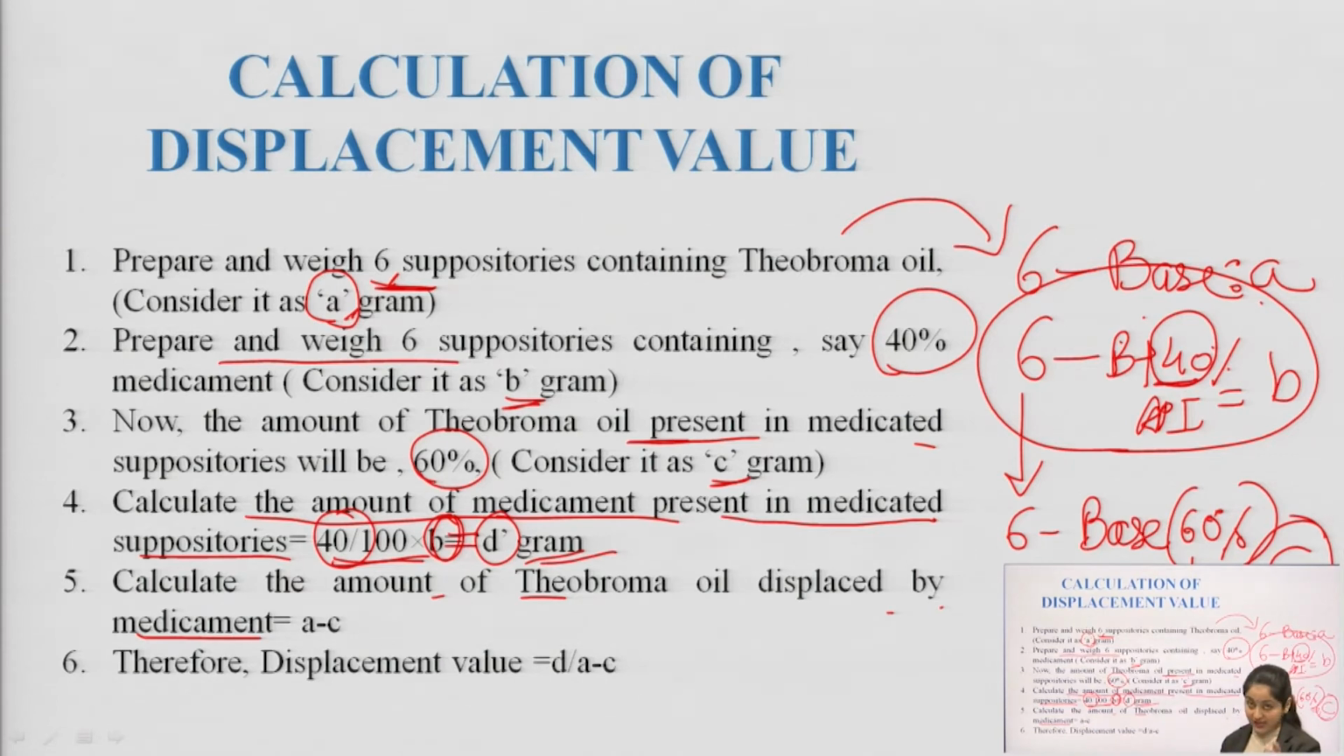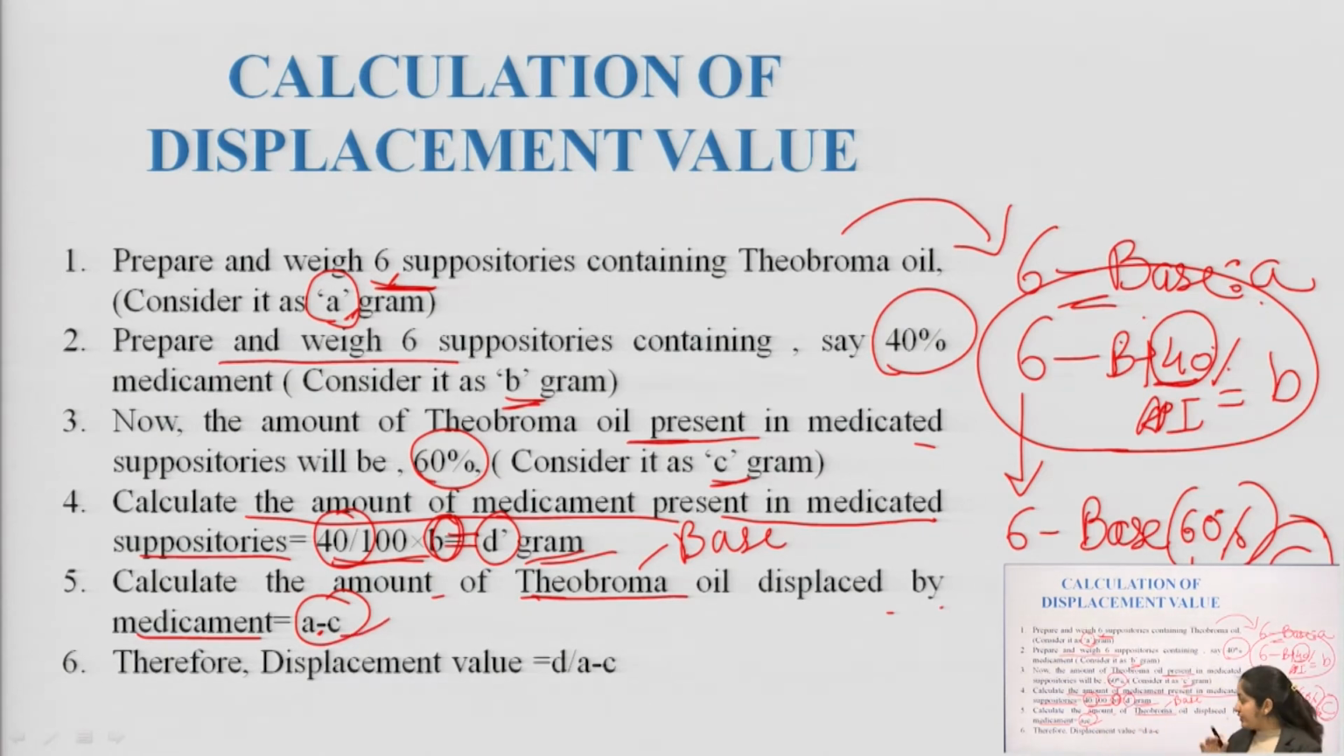Here is our main step, that how much quantity of our medicament has displaced the theobroma oil. Here theobroma oil is nothing but our base. So how much amount of theobroma oil has displaced our base is named as A minus C. Now what was A? A was the total quantity which contains only base. And what was C? C was the amount of base which is present when that particular suppository is being displaced by another substance, another medicament. इसको हमने C नाम दिया था.